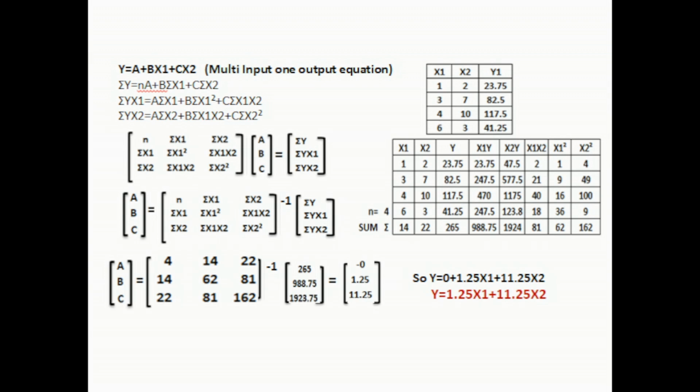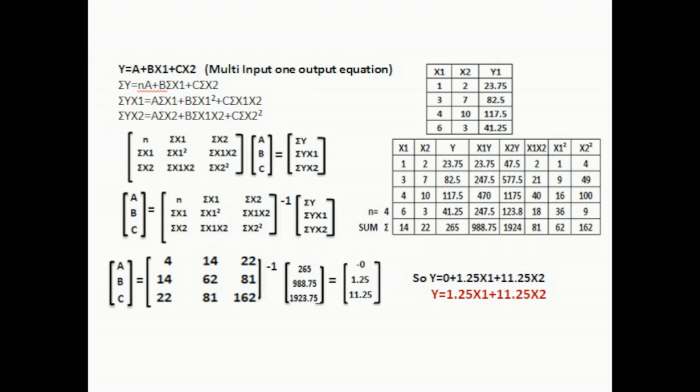Hence, for number of samples equal to 4, sigma x1 is equal to 14, sigma x2 is equal to 22, sigma y is equal to 265, sigma x1y is equal to 88.75, sigma x2y is equal to 1924, sigma x1 x2 is 81, sigma x1 square is equal to 62, sigma x2 square is equal to 162.